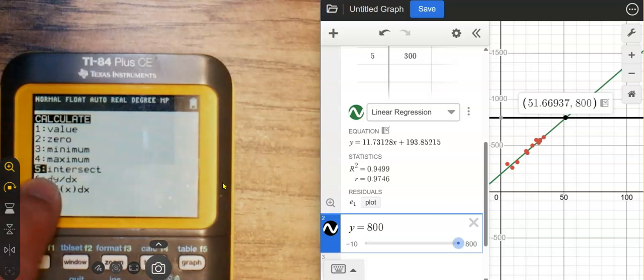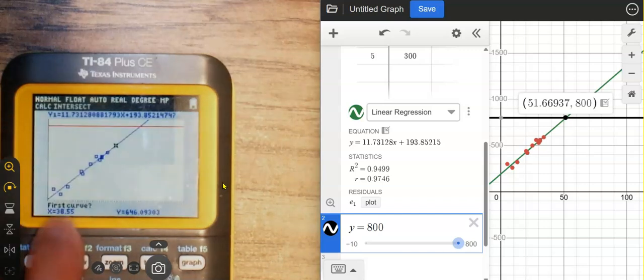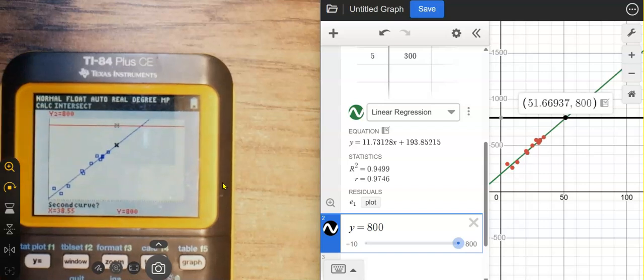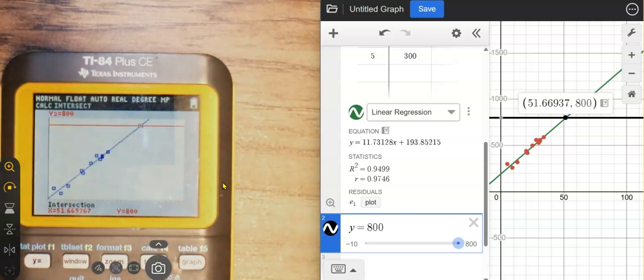Calculate intersect. It's going to ask me if the first curve is the blue one, and my answer is yes, so I hit enter. Is the second one the red one? I'm going to hit yes by clicking on enter. It asks me if I want to guess. The answer is no, because there's only one intersection point, and then I can go find 51.7.